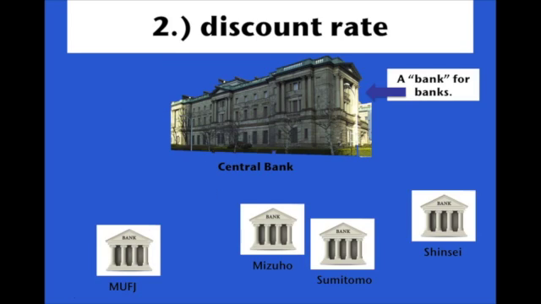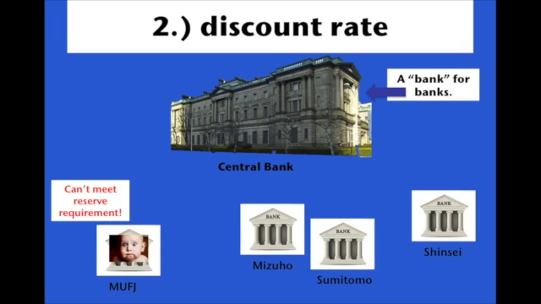Now, let's say one of the babies gets into trouble at the end of the day and it can't meet its reserve requirement. Let's say the reserve requirement is 10% and Mufg has total deposits of $30 million. How much is Mufg required to have in its reserves? Yes, it's supposed to have $3 million in reserves, but let's say it only has $2.8 million in reserves at the end of the day. It has to come up with the funds that very day, and it has choices.